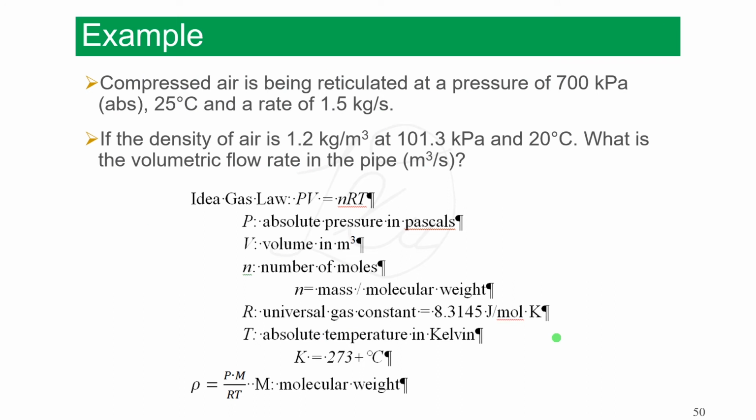Let's look at another question. Compressed air is being reticulated at a pressure of 700 kilopascal, 25 degrees, and 1.5 kilogram per second. If the density of air is 1.2 at 101.3 kilopascal and 20 degrees, what is the volumetric flow rate in the pipe? I ask you to pause the video and spend about 5 minutes working on this problem before you continue watching the solution. Okay, please pause the video.